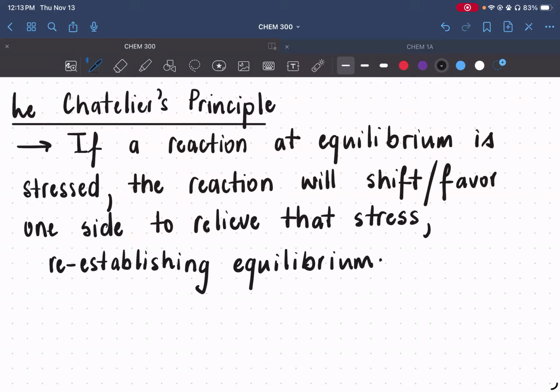Le Chatelier's principle is loosely, and I mean very loosely, based around one of Newton's laws. For every action, there is an equal but opposite reaction. In other words, if a reaction is disturbed, if a reaction is stressed, the reaction, pardon the pun, reacts predictably. Remember, I talked about how every reaction wants to be at equilibrium. So when at equilibrium, if it gets stressed, it wants to reestablish equilibrium. So it will shift or favor one side to relieve that stress.